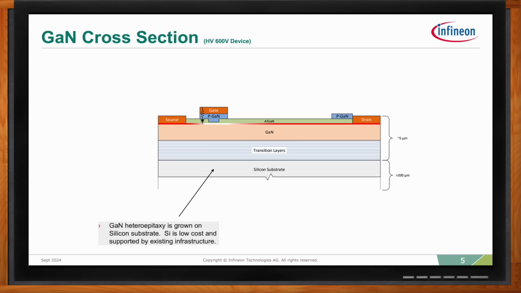And the choice of silicon as a substrate has been a critical factor in the commercialization of GaN, since silicon is cost-effective. And equally important, existing silicon fabs can be used to manufacture GaN without additional investment in new equipment. Next, there is a transition layer in between the GaN and silicon substrate to account for the differences in thermal coefficient of expansion, as well as crystal mismatch between the silicon and the GaN.